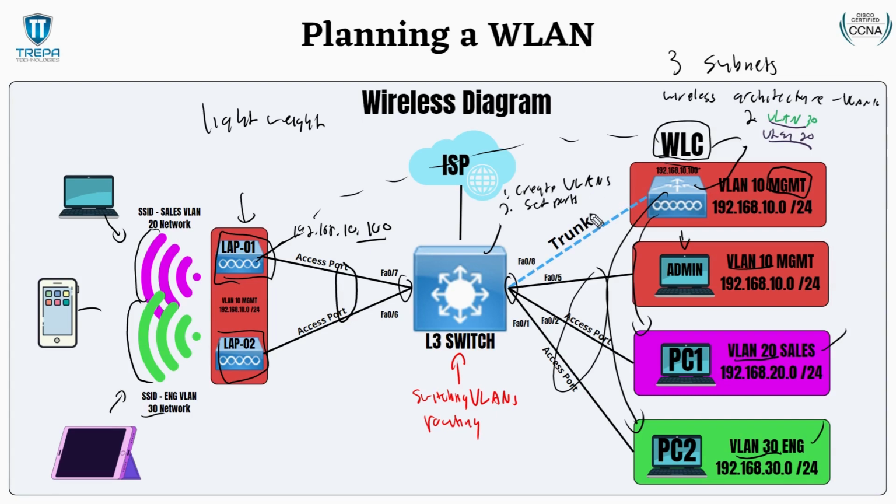And then you see the trunk port here. So this wireless LAN controller is going to have a trunk port. And why is that? Well, that's because it's going to be routing network traffic for all these different subnets. So we're going to get on this trunk link those 802.1Q tags for VLAN 10, 20, and 30.